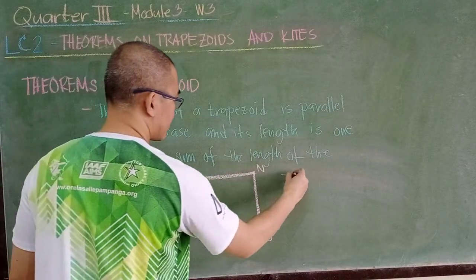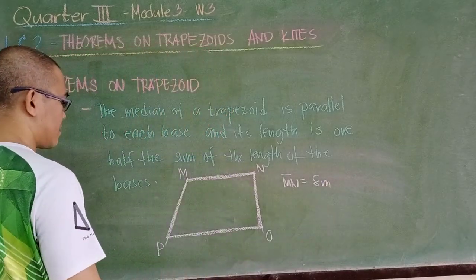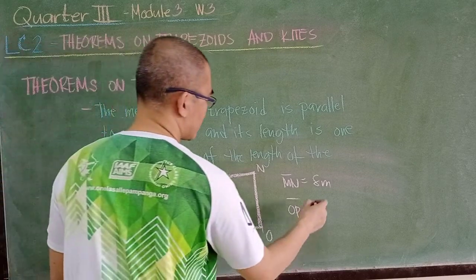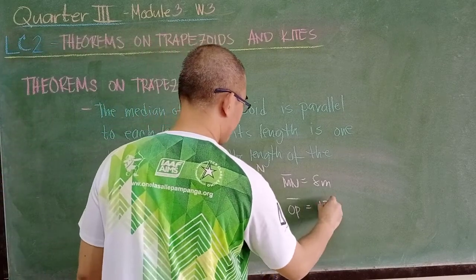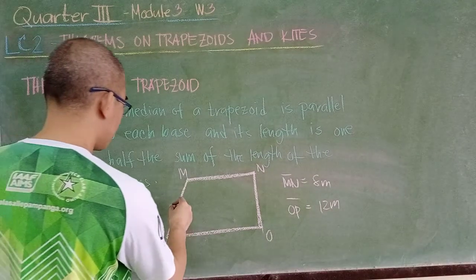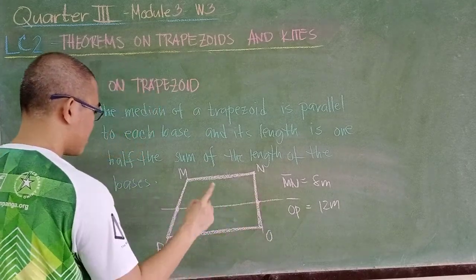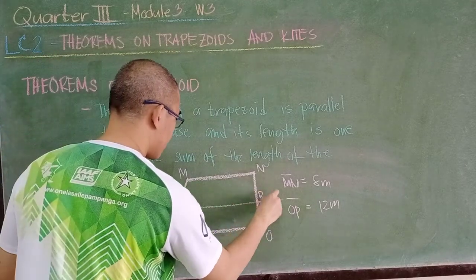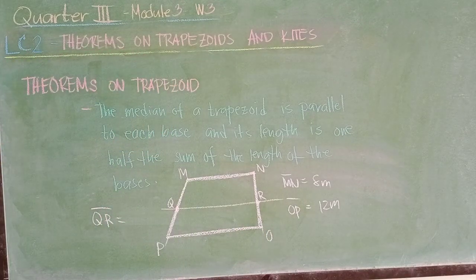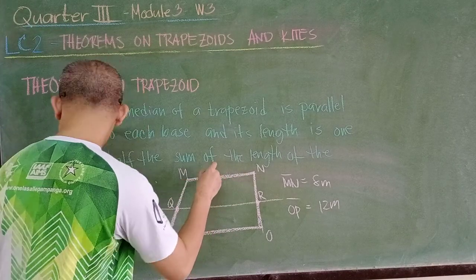And then line MN is equal to 8 meters, and line OP is equal to 12 meters. So the question is, what is the length of the median of the trapezoid, QR? What is the length of QR? So, our line MN is 8 meters.